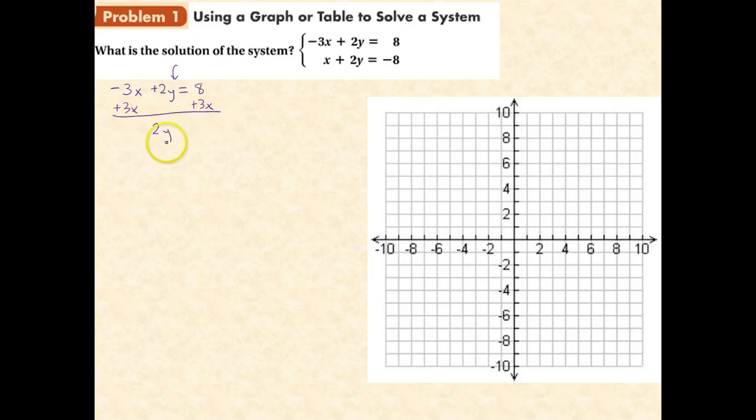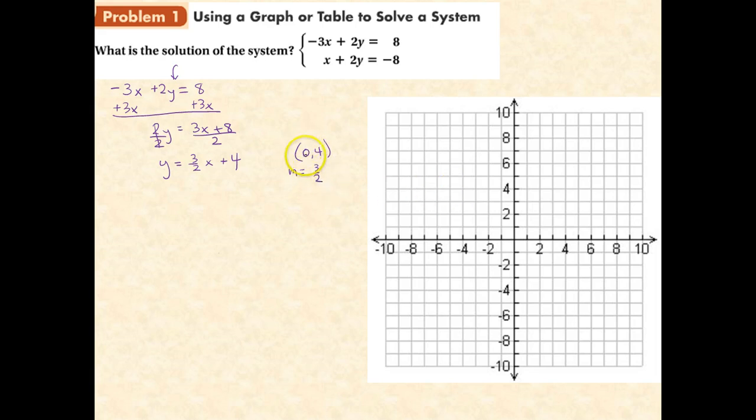And then I get 2y equals 3x plus 8. Then I'm going to divide both sides by 2. And I get y equals 3 over 2 x plus 8 divided by 2 is 4. So that means that my y-intercept is 0, 4, and my slope is 3 over 2.